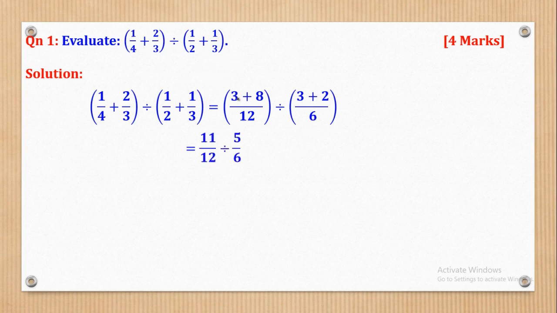Then next is to simplify this one. So 3 plus 8 is 11. That's why you see 11 over 12 there. Then this division sign is maintained. Then 3 plus 2 is 5. That's why you see here 5 over 6 there. Then to change this division sign into a multiplication sign, this one becomes a reciprocal. That's why you see here 6 over 5. So reciprocal means you interchange what was the numerator becomes the denominator, and what was the denominator becomes the numerator. So this was 5 over 6, therefore the reciprocal will be 6 over 5, and this will become a multiplication sign.